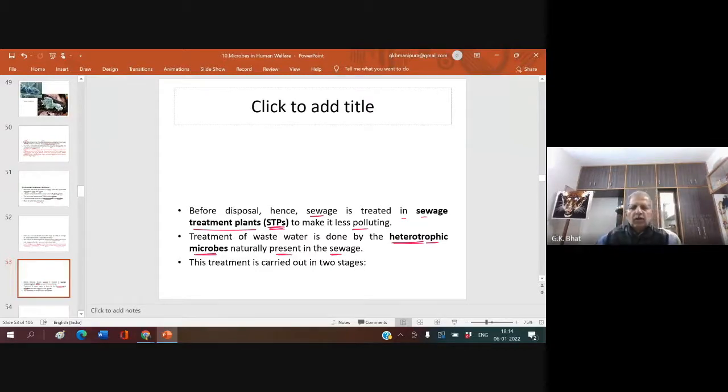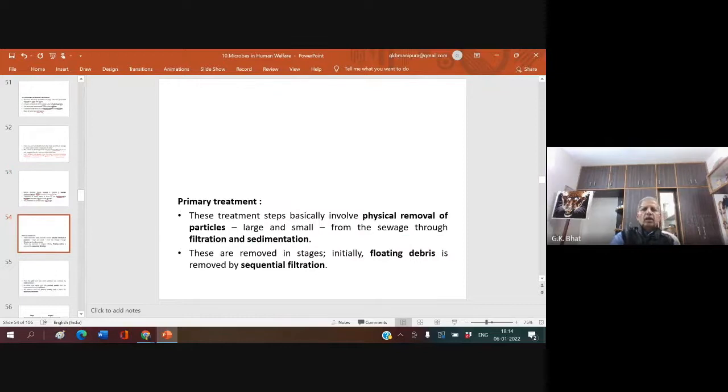Sewage treatment in STPs is carried out in 2 stages. Let us see what they are. Primary treatment. These treatment steps basically involve physical removal of particles, large and small, from the sewage through filtration and sedimentation.